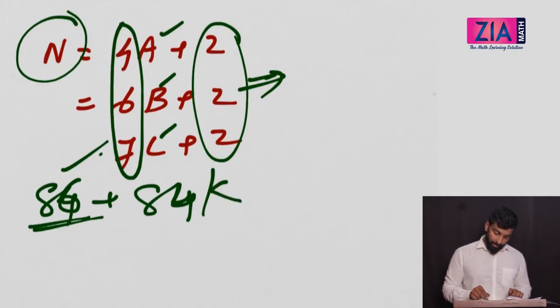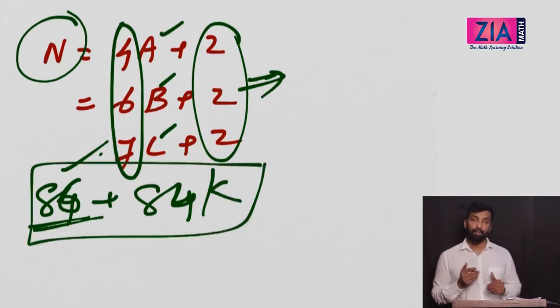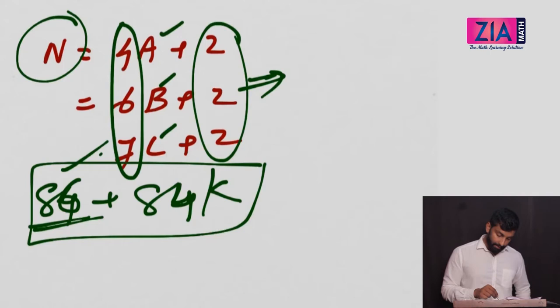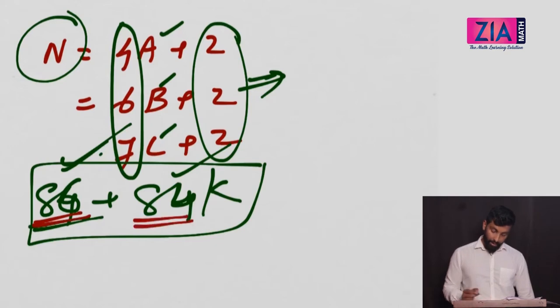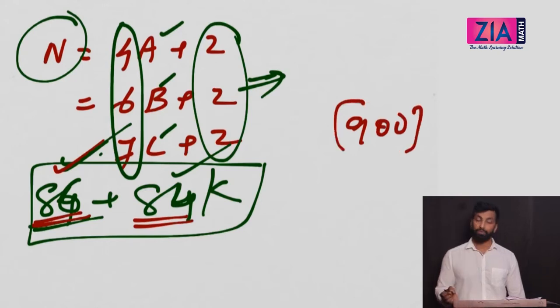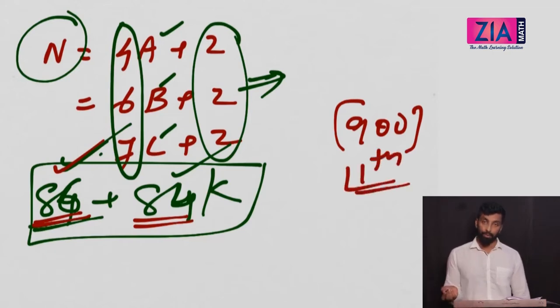So this is going to make a series of 86 plus 84k. 86 is the first term, 84 is the common difference. All these things we have already covered. So the second term is 170, which means within 100 only one term is there. They can ask you how many such terms are there within 900, in a range of 900. That is another question. Or what is the 11th such possible term? They can ask you.